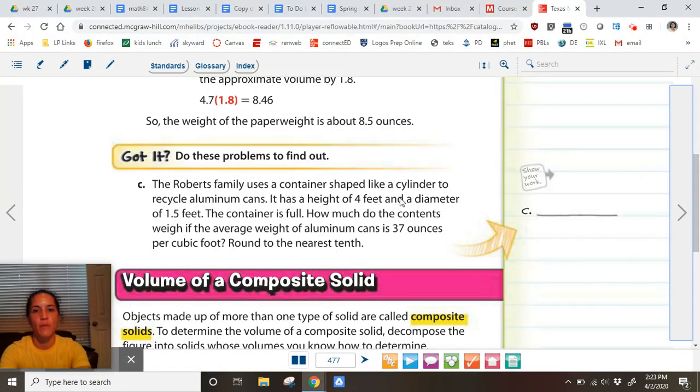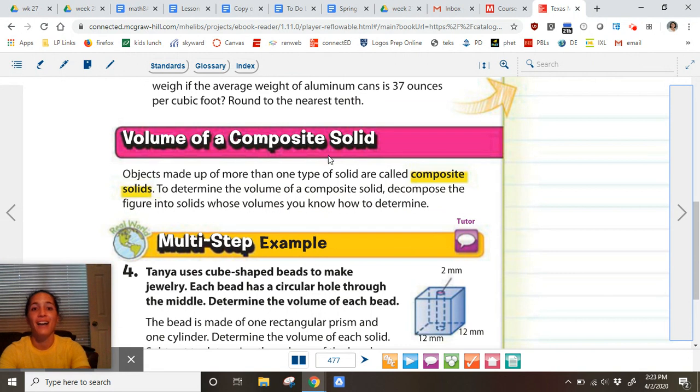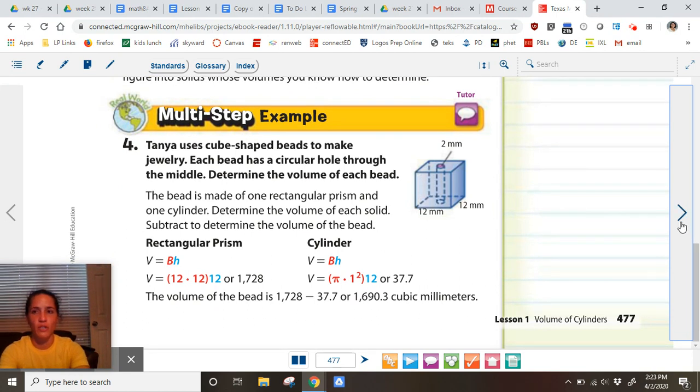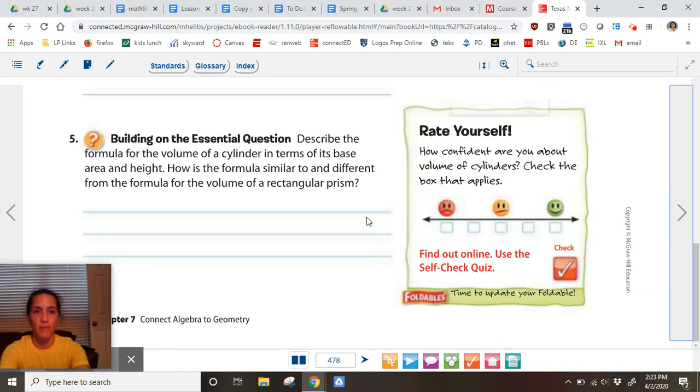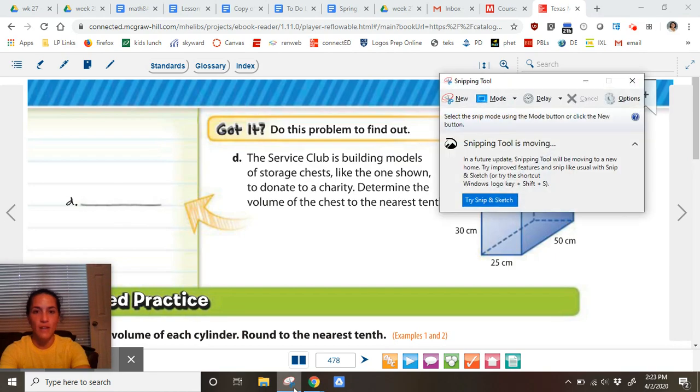I think we have one more maybe. The next section is volume of a composite solid, and it defines what composite is: made up of more than one type of solid. The example they give you is a cube with a cylinder in it, and they work it out for you and show you what to do. So go to the last page on the back, and we are going to do this top one together.